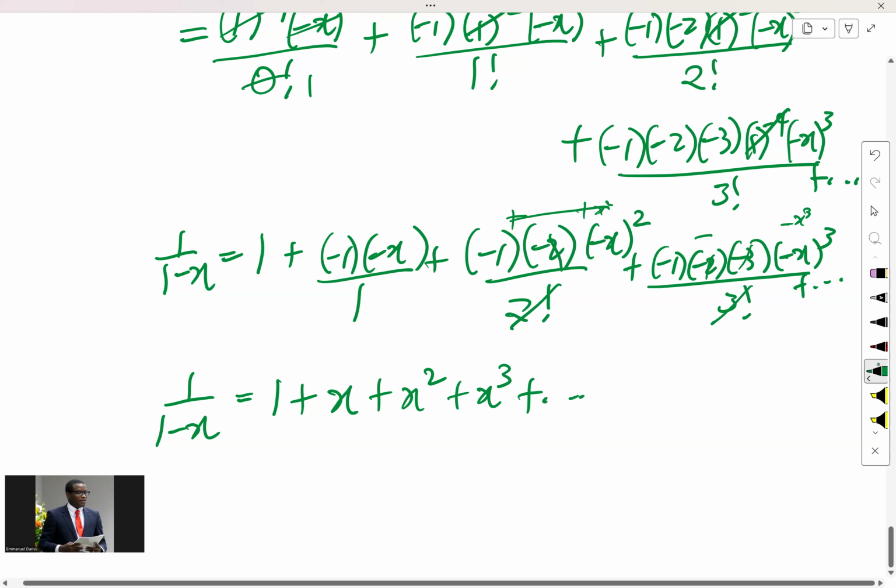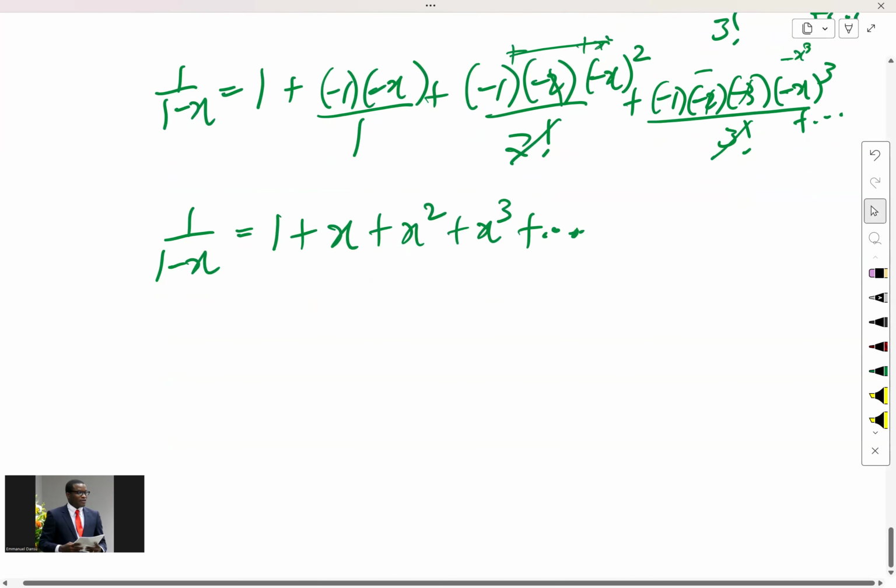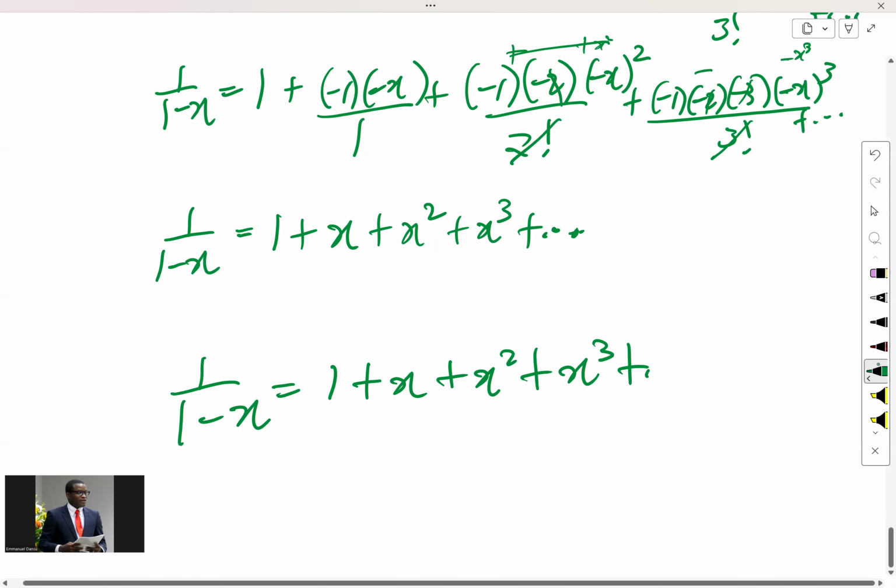So we can already see the pattern. It's x raised to power 0 plus x raised to power 1 plus x raised to power 2 plus x raised to power 3 plus x raised to power 4, and so on and so forth. So we can boldly say that 1 over 1 minus x is equal to 1 plus x plus x squared plus x cubed plus all that. And of course, the reverse is also possible.